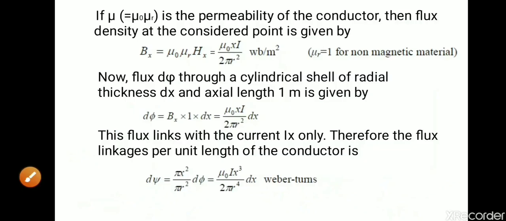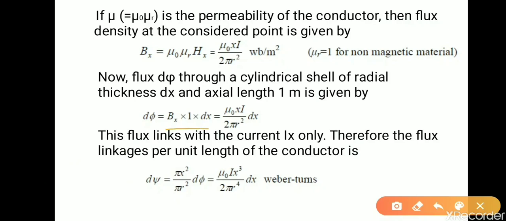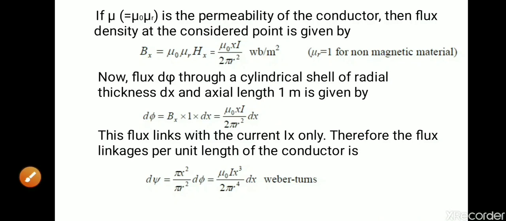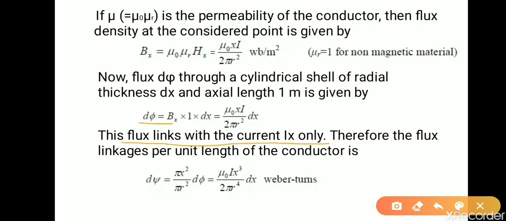So this d phi will be equal to B of x into 1 into dx, which is equal to mu naught. We have already obtained the B of x value in the above equation, so we will put this equation here. Then we will get mu naught x I by 2 pi r square dx. Now this d phi links with the current I of x only.